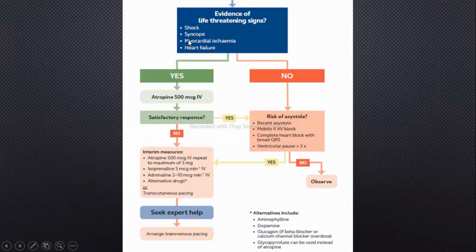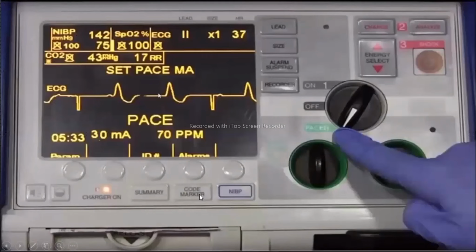You can give glucagon, but you have to start by the normal algorithm. Even if you understand it's because of beta blocker, you will use atropine if the patient is responding. So no need to go to the alternatives, but you have to go to the alternatives if not responding, and so on. Okay. So glucagon here, if beta blocker or calcium channel blocker, you have to consider. After that, if not responding, you have to use transcutaneous pacing.